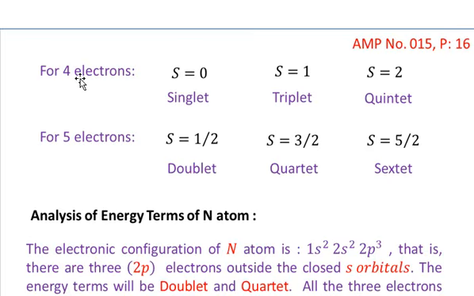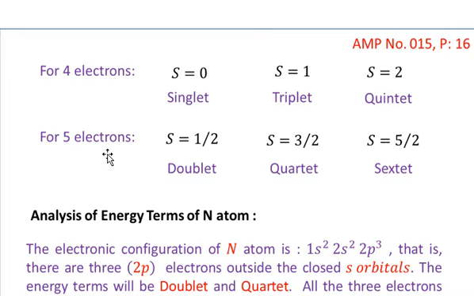For 4 electrons, 3 possible values of the spin quantum number are allowed. That is, capital S is either equal to 0, capital S is equal to 1, or capital S is equal to 2. When capital S is equal to 0, the multiplicity will be equal to 1. The system is called a singlet system. When capital S is equal to 1, the multiplicity is equal to 3. That is, the system is a triplet. When S is equal to 2, the multiplicity is equal to 5. The system is called a quintet system.